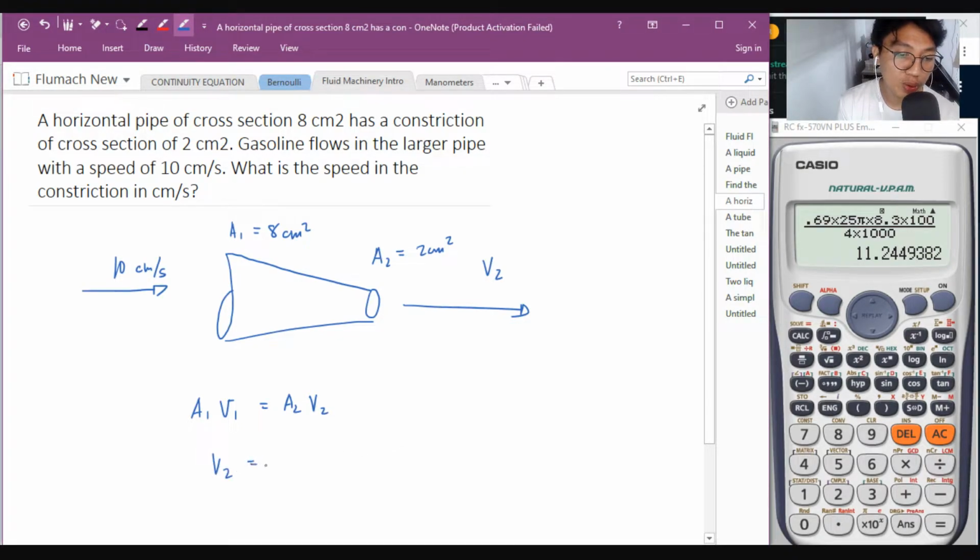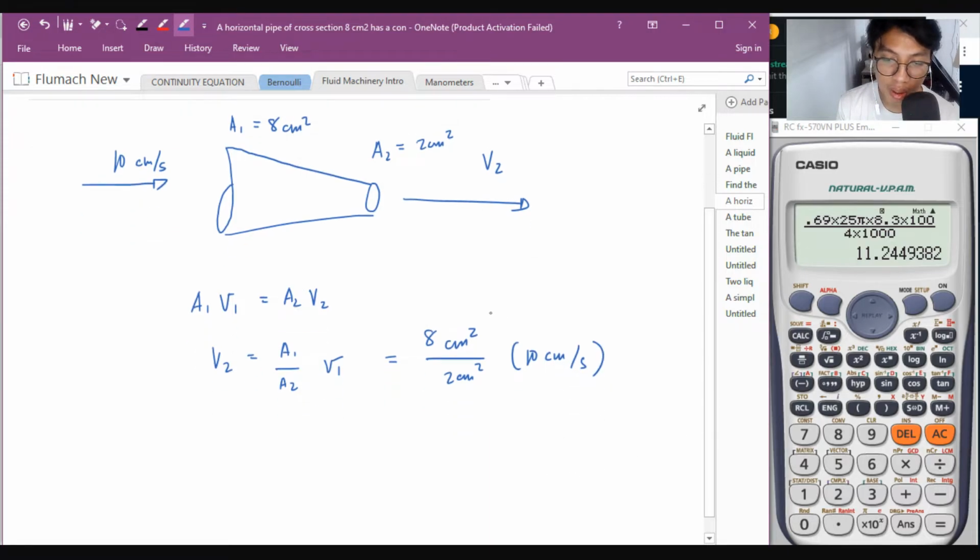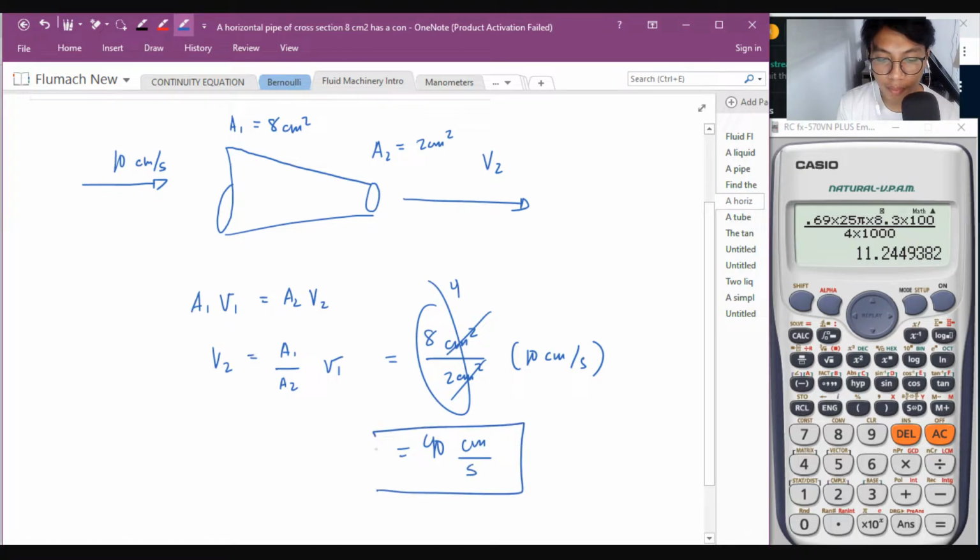So, V2 is equal to A1 over A2 V1. Oh, anong sagot? A1 is 8 cm squared over 2 cm squared multiplied to 10 cm per second. O, anong lalabas dyan? Cancel yung cm squared, 8, bali magiging 4. 4 times 10, that is 40 cm every second. Basic, di ba? Hindi mo kailangan mag-math. Hindi mo kailangan mag-calculator. Basic math lang yun.